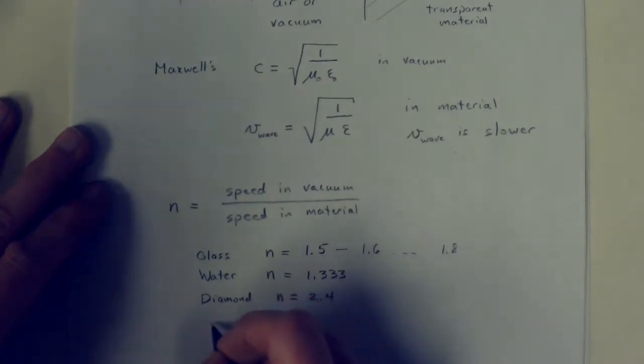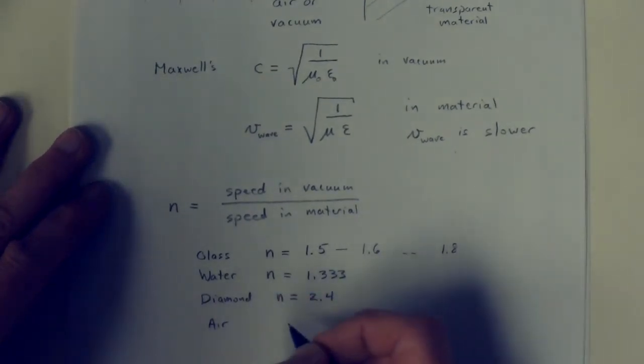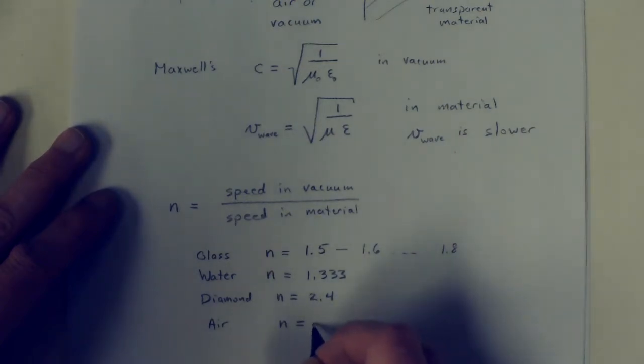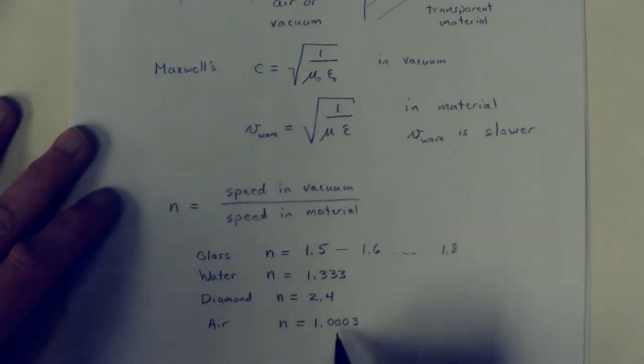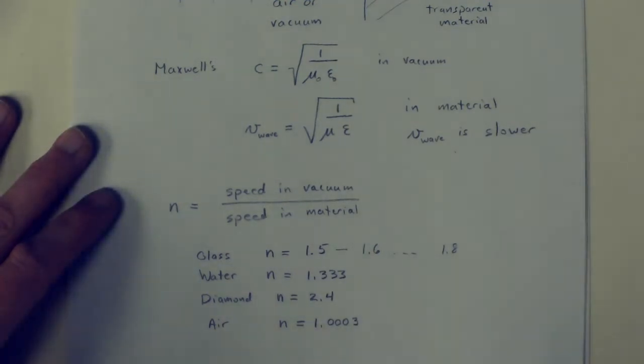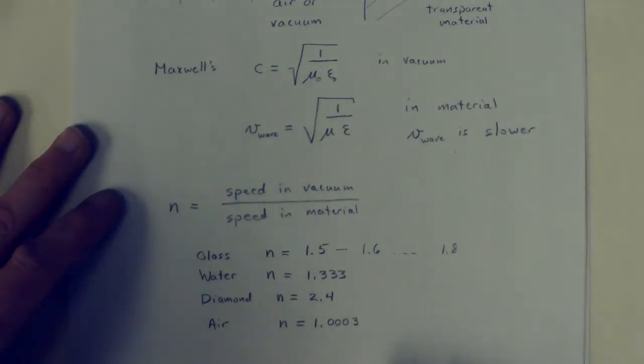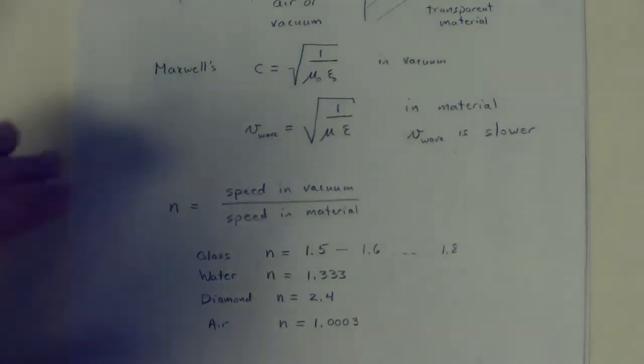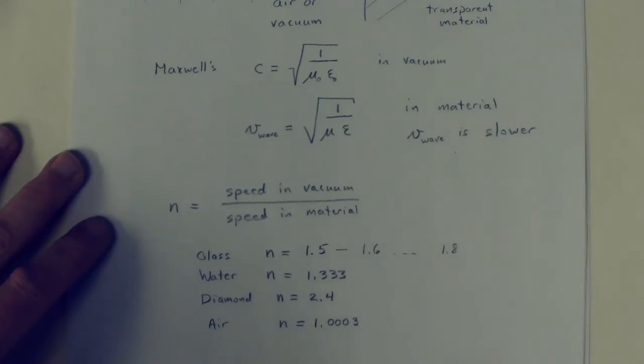And one more thing I'll mention is air. The speed of light in air isn't quite the same as it is in a vacuum. It's ever so slightly slower, and the index has 3 zeros and then a 3, or you can put other digits in there. That just gives you an idea of how very near it is to being the same as vacuum.